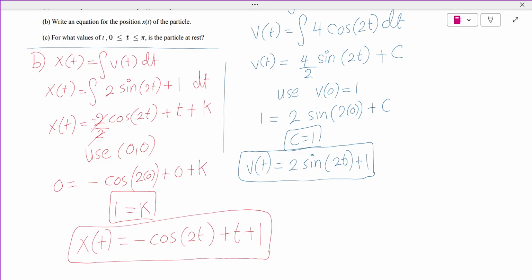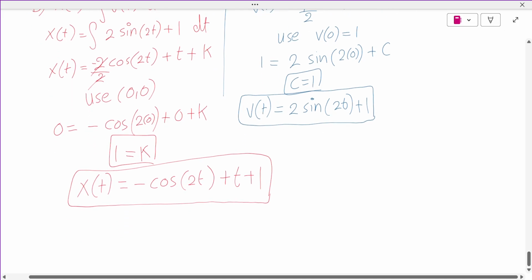Well, part C says, for what value of t between 0 and pi is the particle at rest? So what does at rest mean? We all know that at rest means v equals 0. So you just need to set v of t equals to 0. So let's do it down here. So this is part C.